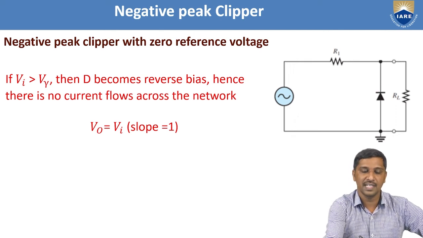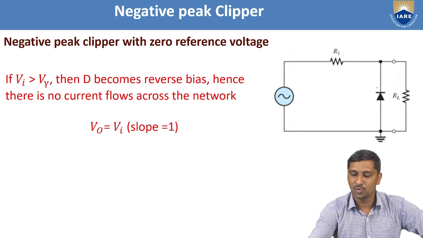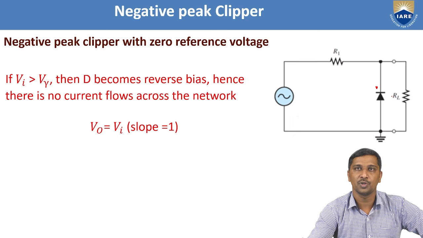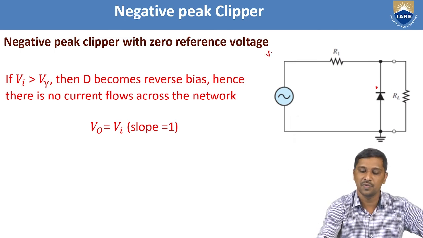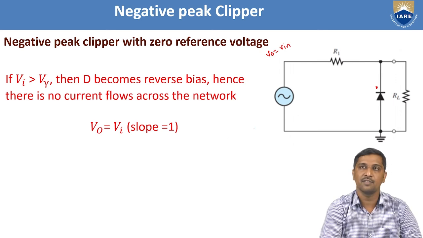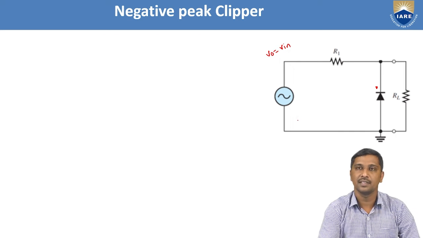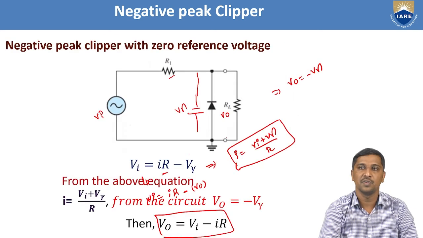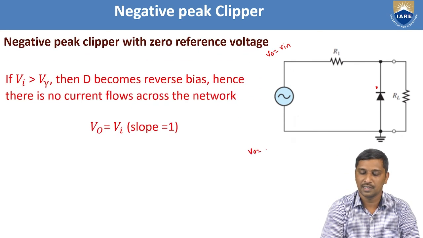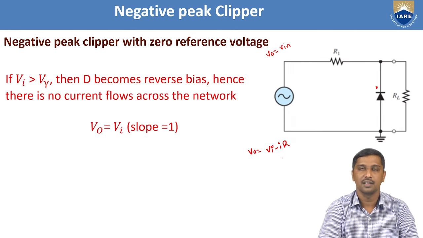At this point, if Vi is greater than V gamma, it means there is more voltage on the cathode side compared with the anode side, hence the diode acts as reverse biased. So if the diode is reverse biased, the current flowing across this network is zero. So what is the mathematical relation here? The V naught is represented as Vi minus I into R.